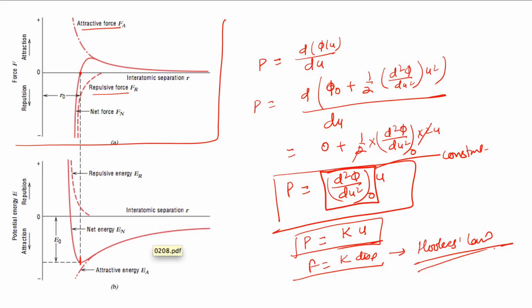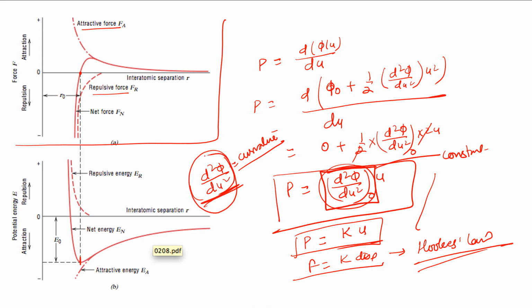Okay, and if you understand the geometry, then this term, that is double differentiation of this, is nothing but what is called the curvature. That means if the curvature of a graph is more, then this value will be more, right? Then we can say that the elastic constant of that material will also be more.